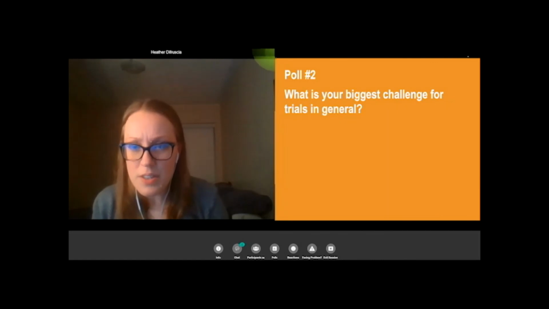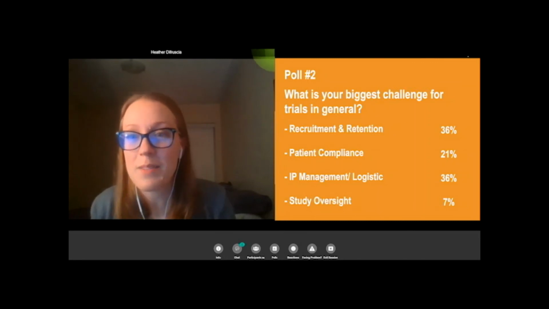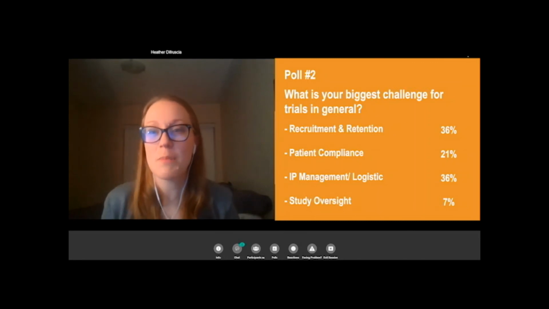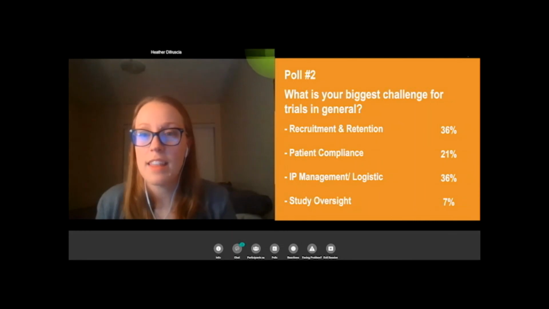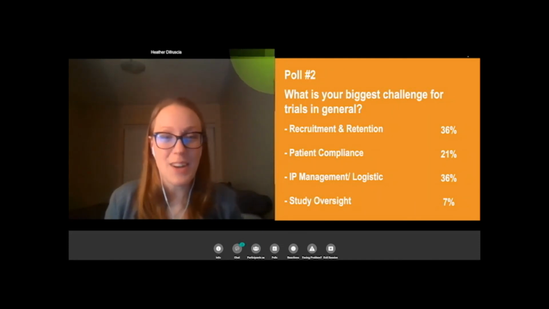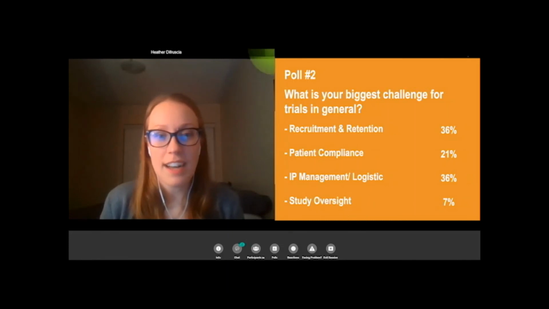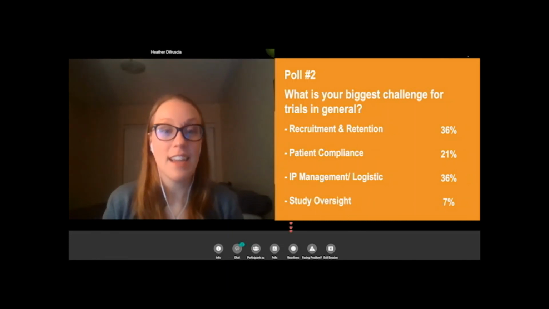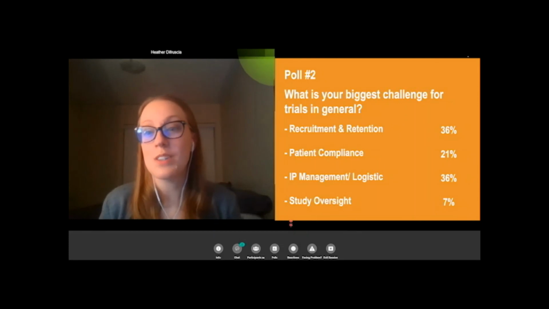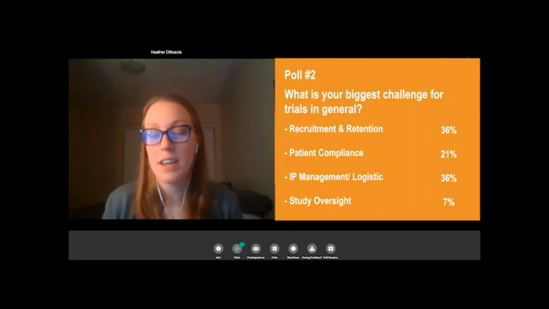And I do. So as we noted earlier, the results for the remote trials, and this is the final answer, were patient compliance and IP management. And for the trials in general, it was noted as recruitment and IP management. So we can't really get away from that IP management. It's important to detail out and identify those key stakeholders and streamline that process wherever possible.